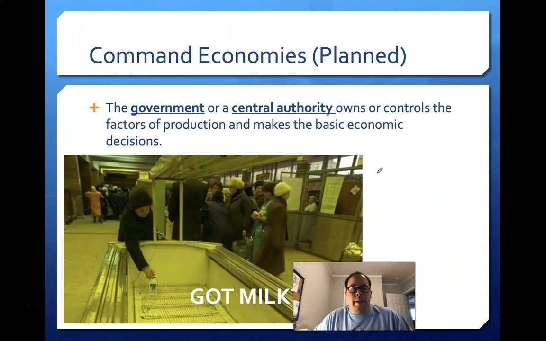When we look at a command economy or a planned economy, the government or some central authority, almost always the government, owns or controls the factors of production and makes the basic economic decisions. So the government comes in and takes over industries, and they're the ones making the decisions for all the people. Now, this image is on there. Full disclosure, I didn't make this PowerPoint. But usually what happens is you're allowed so much of an item. You work, the government makes decisions, and so forth.